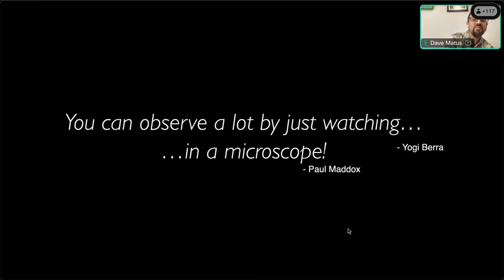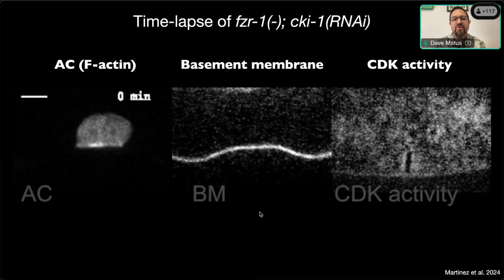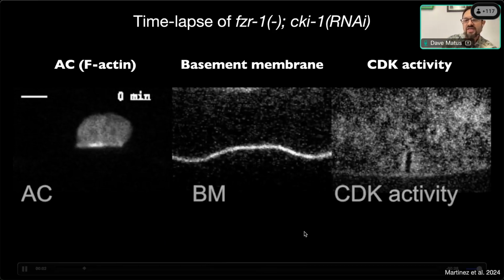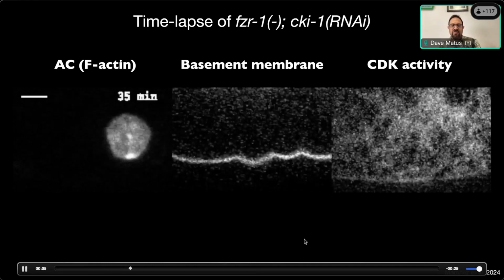My friend Paul Maddox says that you can really observe a lot just by watching in a microscope. And so the only way we can get this answer is using the strength of worms, doing live imaging. We imaged a bunch of worms where we started with a case that there were already 2 anchor cells, so we knew that the anchor cells were already proliferative. And then we just imaged. I apologize, the signal to noise is a little grainy in these movies, but I've annotated them. Hopefully you can get the point.